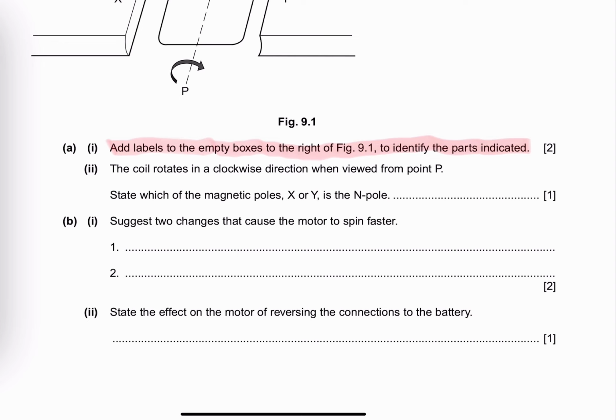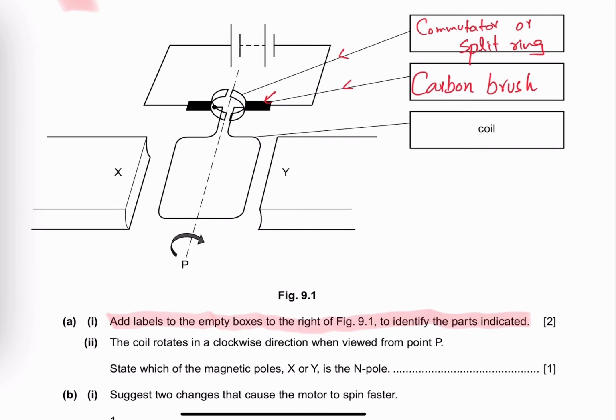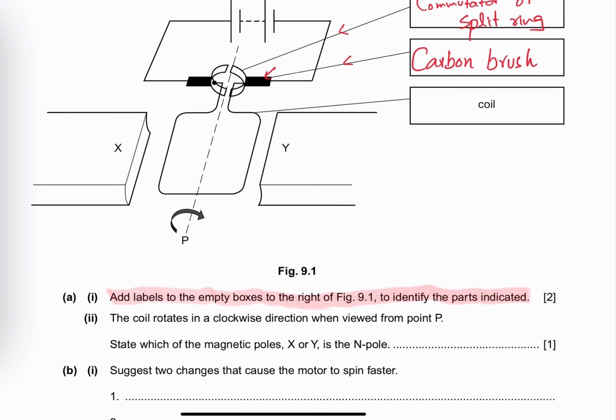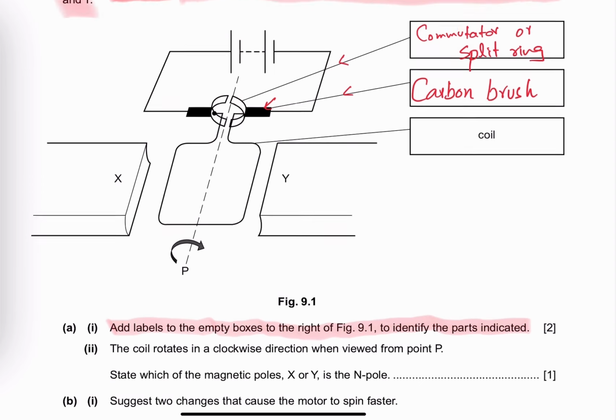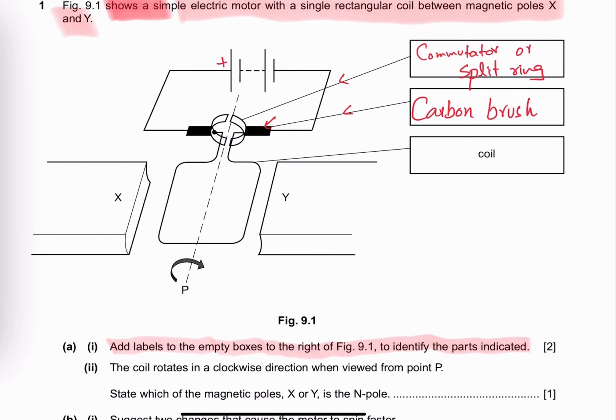State which of the magnetic poles X or Y is the north pole. Okay, so it's rotating in clockwise direction, and we know the direction of current as there is a battery. This will be a positive terminal, this will be a negative terminal, so the current will flow this way, and the current will be in this way. Okay, and from there the current will be upside.